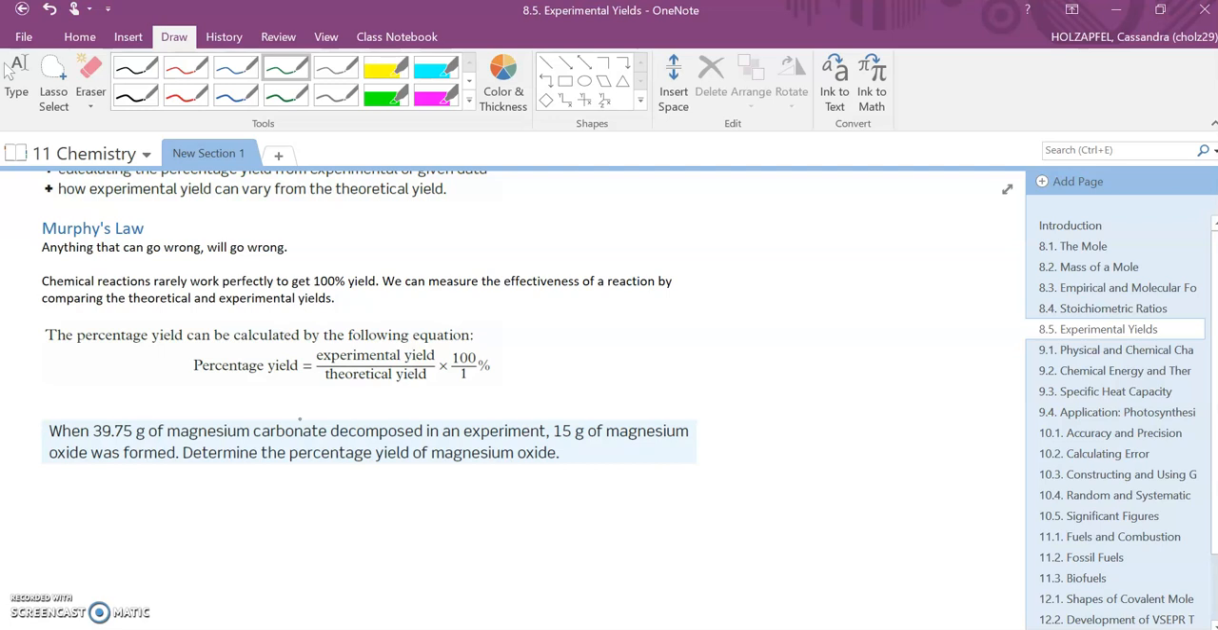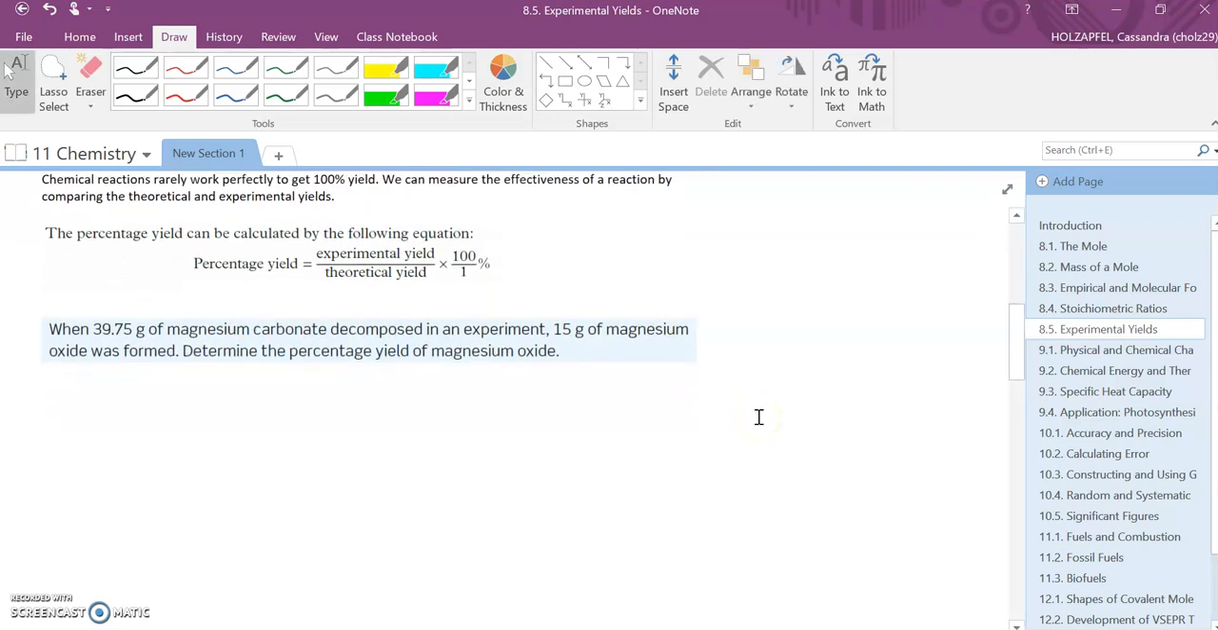The experimental yield is how much you actually got from doing your experiment. So let's say you got 90 grams of the substance, whereas the theoretical yield is the yield that you were expecting to get. That will tell us what the percentage yield is.